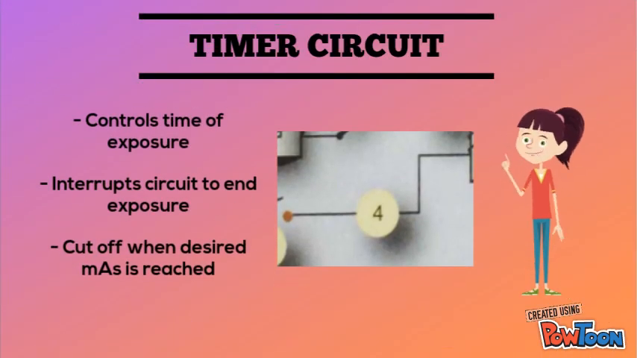The timer circuit is what controls the time of the exposure. It interrupts the circuit to end the exposure when the desired mAs is reached.